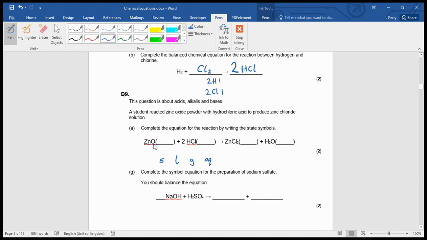So I know zinc oxide, if I read the question, a student reacted zinc oxide powder. A powder is a solid, so I put an S. With hydrochloric acid, now I know acids are dissolved in water, so I put AQ. To produce zinc chloride solution. Solution means it's dissolved in water, so I put AQ. Plus H2O. H2O is water, so it's a liquid.